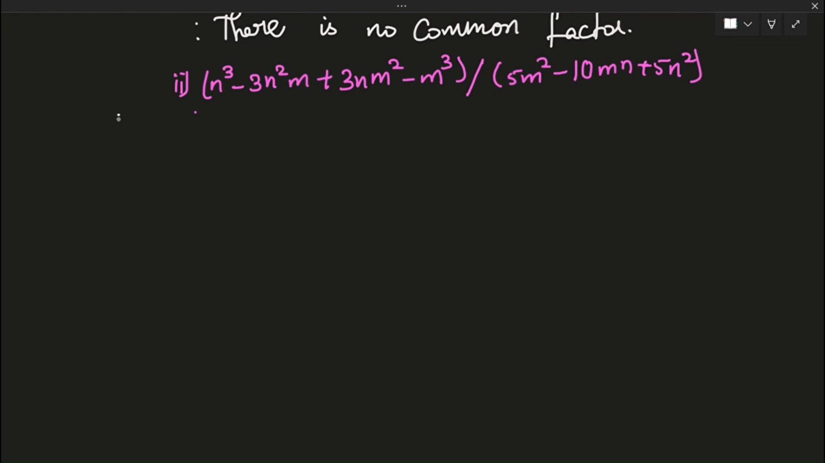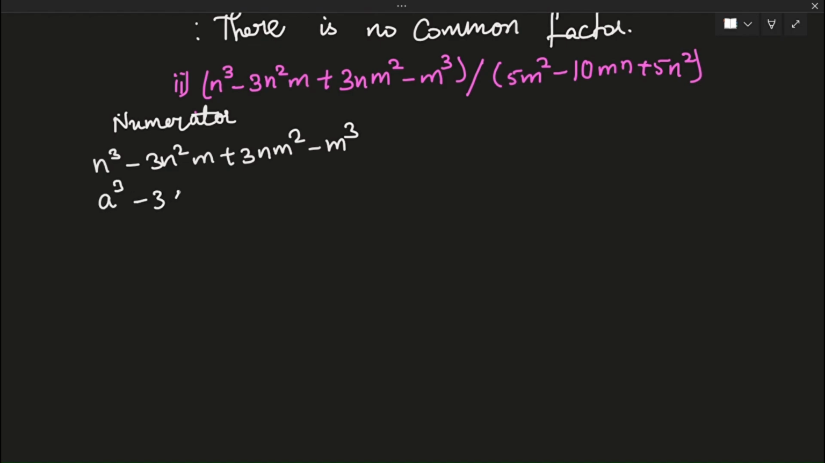Now we'll discuss second sum. First we will take numerator. So numerator is n cube minus 3n square m plus 3nm square minus m cube. This one looks like a cube minus 3a square b plus 3a b square minus b cube, which is equals to a minus b whole cube.